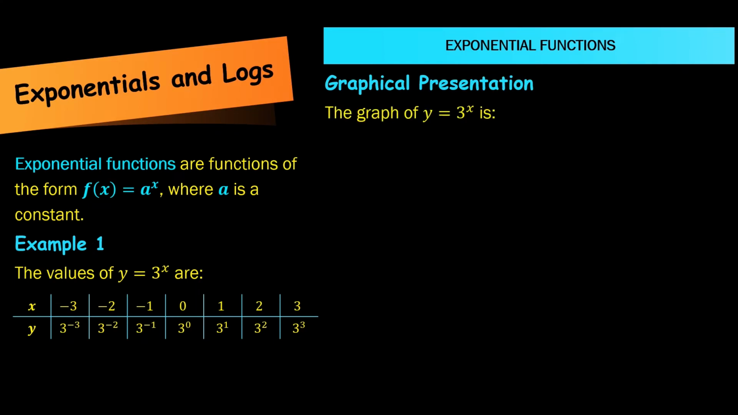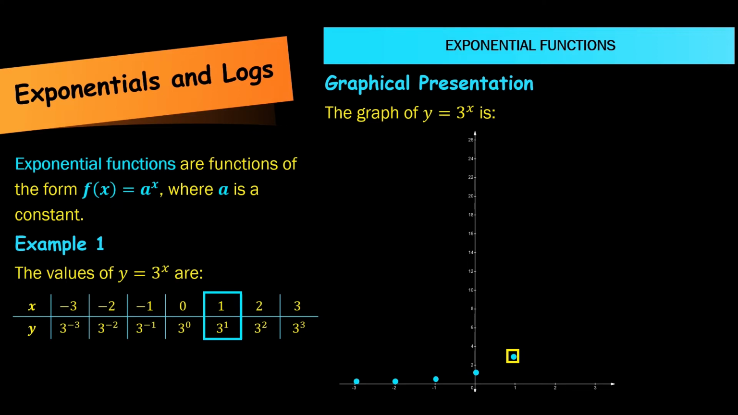A graphical presentation of this is going to be shown here. So this is a point where x equals minus 3 and y equals 3 to the minus 3. Here, x equals minus 2 and y equals 3 to the power minus 2. Here, x equals minus 1 and y equals 3 to the power minus 1. Here, x equals 0 and y equals 3 to the power 0, which is of course equal to 1.